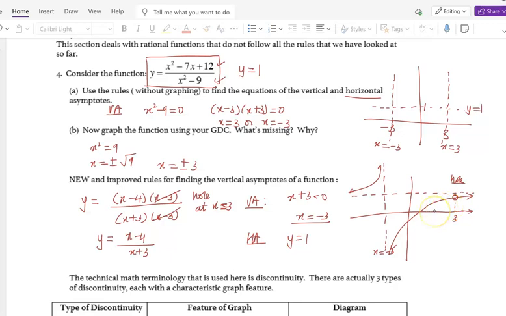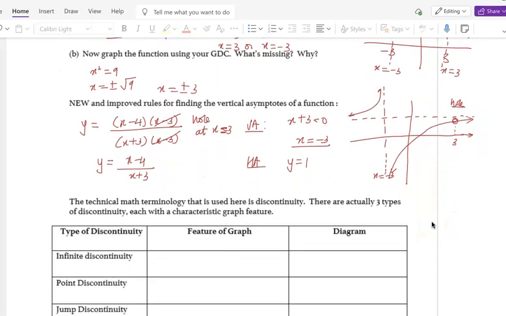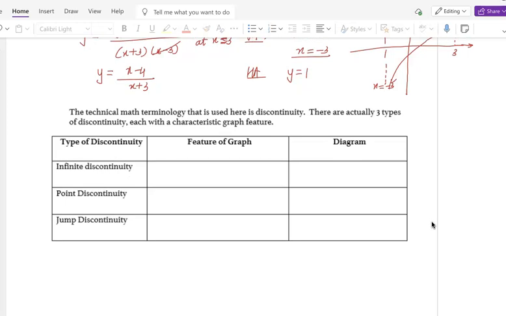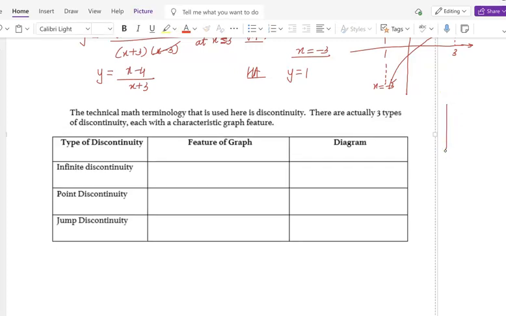So there's a discontinuity here. So that's what discontinuity is. A function is said to be continuous if we can sketch it without lifting your hand off the paper. Like a parabola. Quadratic. A quadratic is what?